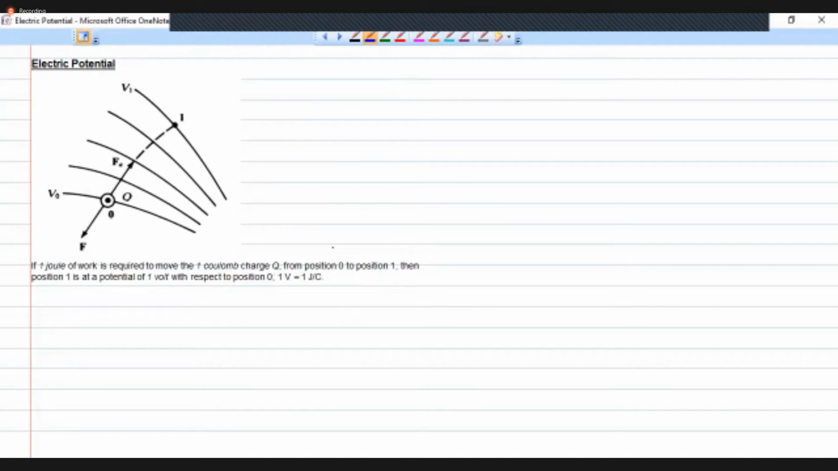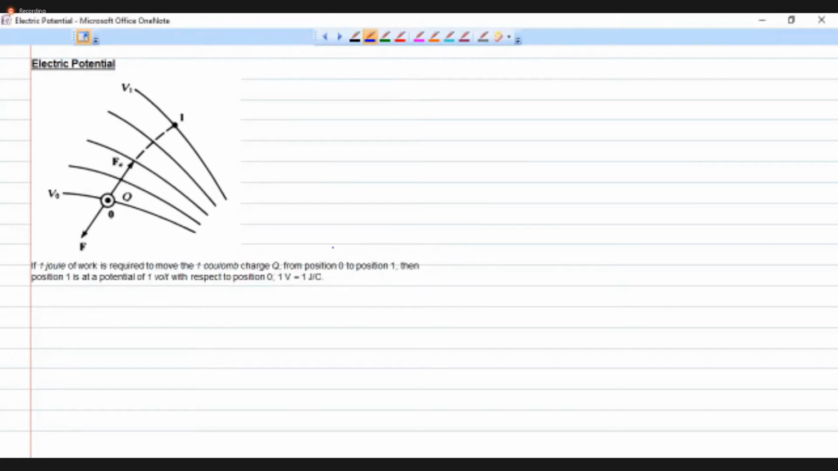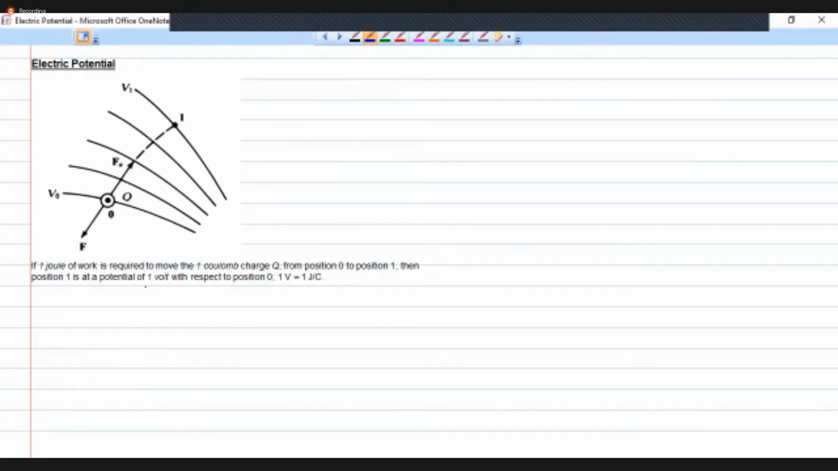So, work done in moving a unit charge. You have studied this in your first year course, right? Yes, sir. The work done to move a charge is called potential, actually. So in this figure, you can see charge Q at a potential V naught.